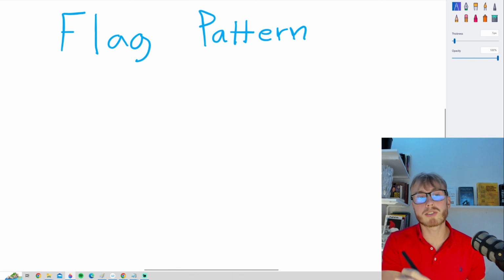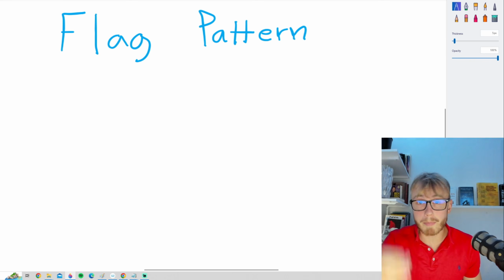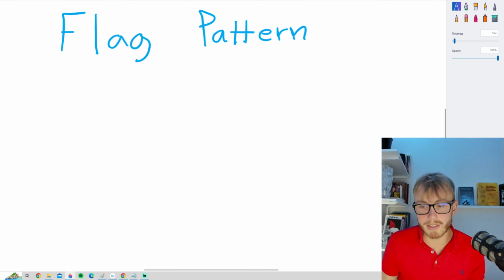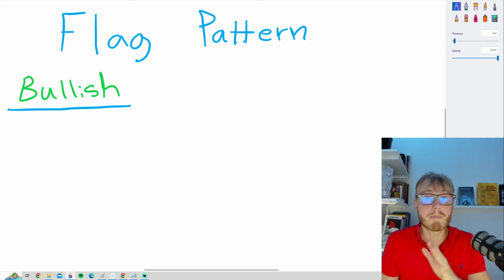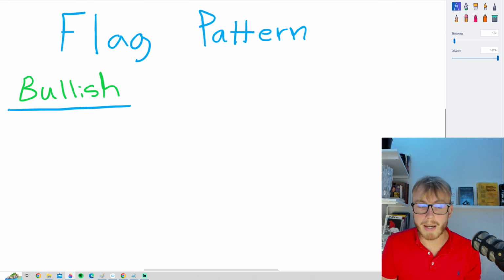The first pattern we're going to talk about is the flag pattern, and this pattern is super useful because it appears all the time in the market. We have both a bullish and a bearish version of the pattern. Let's start by taking a look at the bullish version, and the pattern looks something like this.